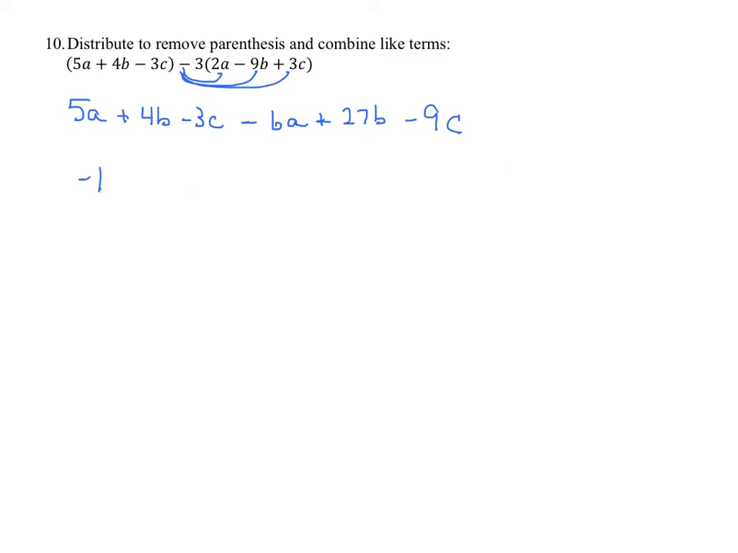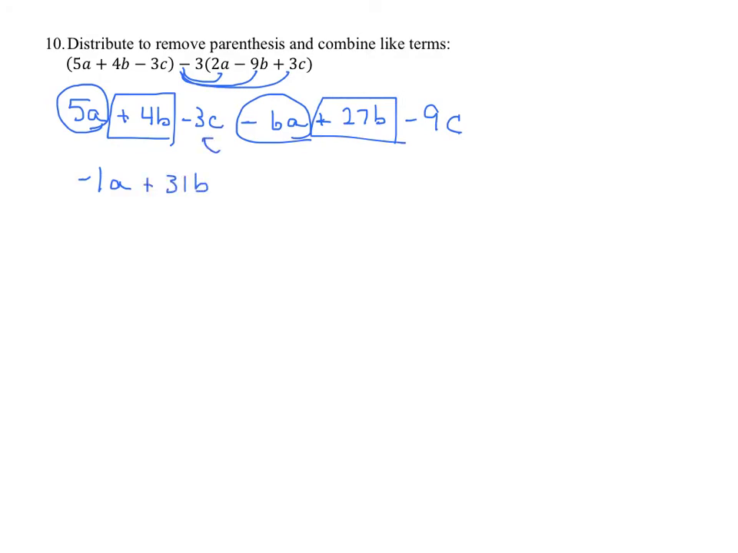We have a negative 1a. There they are. What about the b's? 31 of them. What about the c's? Negative 12c. Now, you can leave it as negative 1a, or you can just write it as negative a. Notice how I changed the signs, I distributed, I tried to be very careful about my signs.